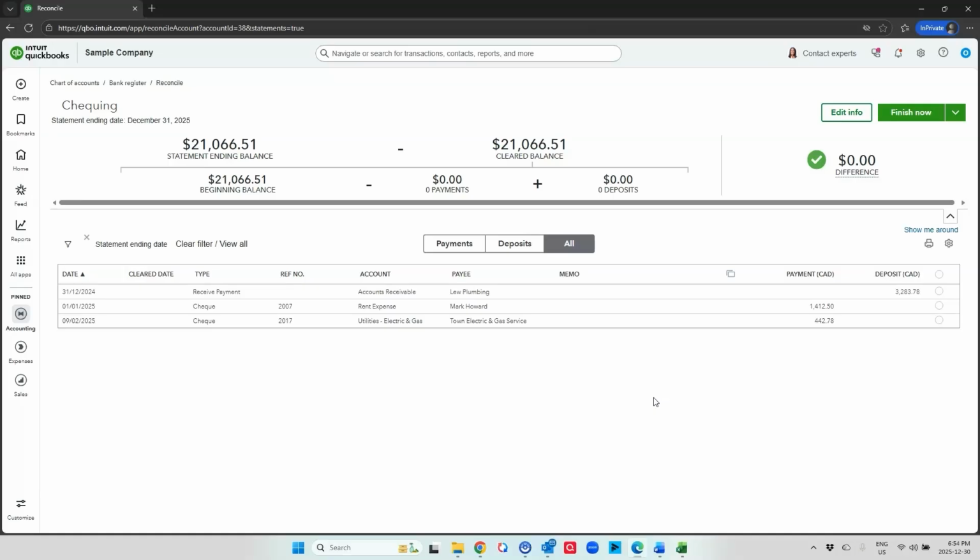But when this reconciliation was completed December 31st, these transactions had not cleared. So we had money deposited that hadn't cleared in our reconciliation. We have two checks that we did not check off. So if we really did receive this payment from Lou Plumbing, we haven't recorded it to our bank yet. Do we have a check sitting in a drawer? Did we accidentally record this twice, once from the bank feed and then here, and reconcile the bank feed amount? And then the checks. Is it possible that Mark Howard didn't bank the check?